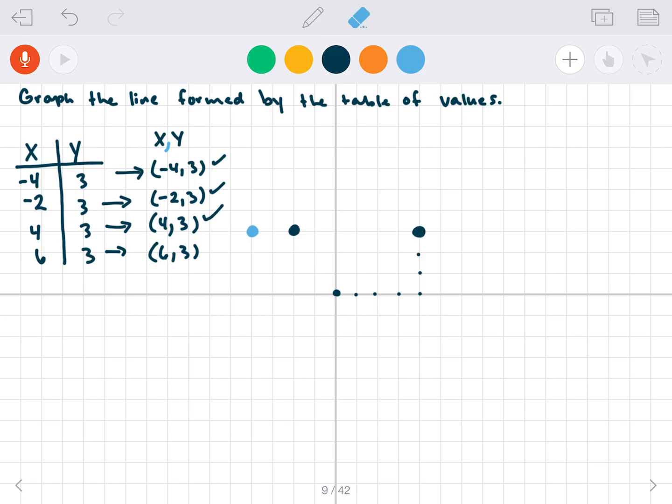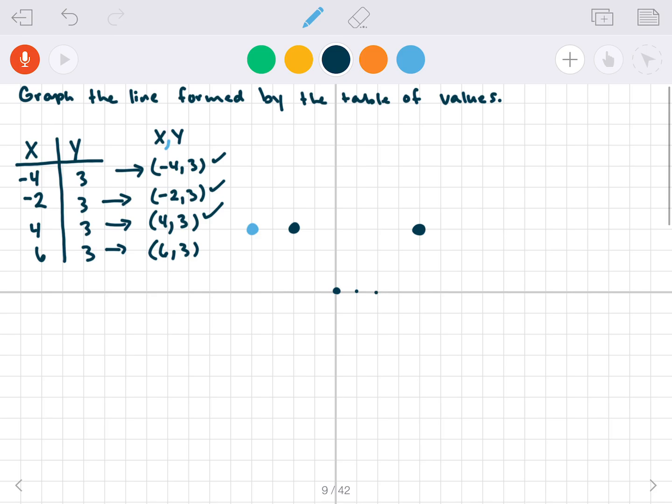And finally, when x is 6, y is 3. So we go to the right. 1, 2, 3, 4, 5, 6. Go up 1, 2, 3, and we're right here. Connect the dots, and we see the straight horizontal line right here.